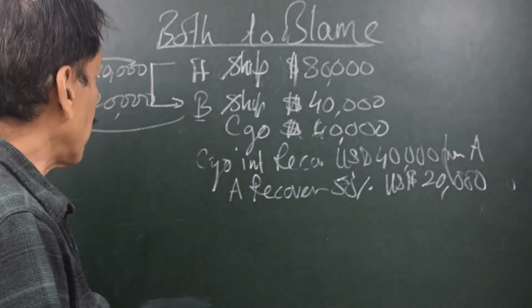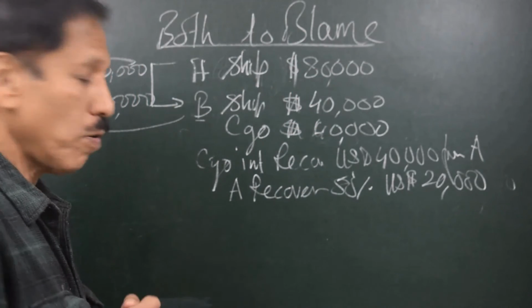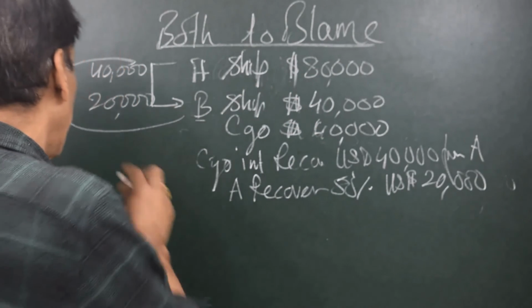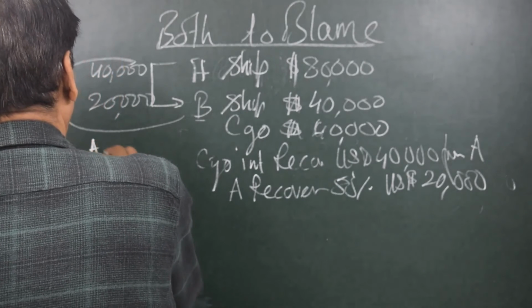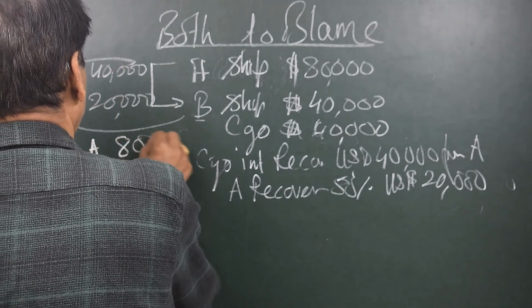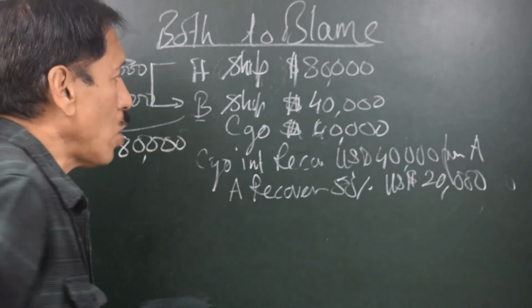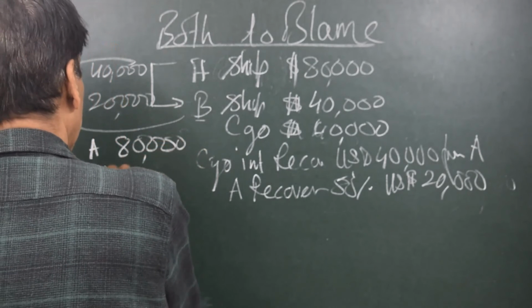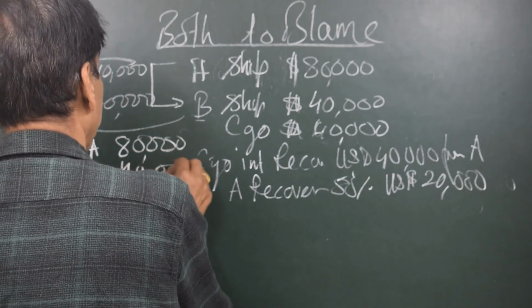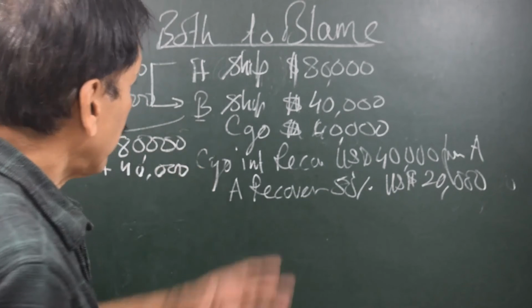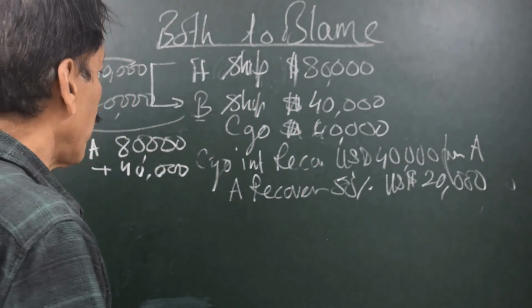Now let us look at the situation from A's point of view. Let's look at A's account. A has a loss of 80,000, which is the loss to the ship, plus he pays 40,000 to B, that is the damage towards the cargo.